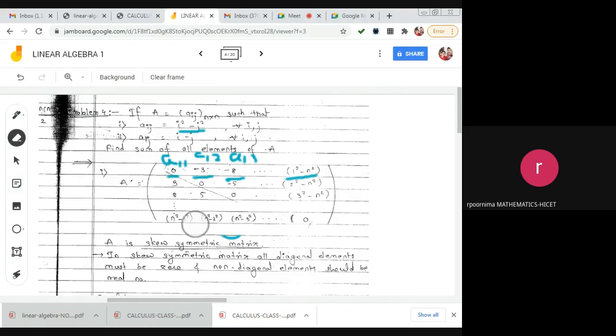So you just find all the remaining rows of this one. Okay, so that you will be getting your A matrix. These are all the elements of your required A matrix.